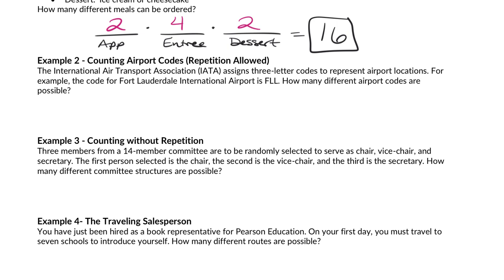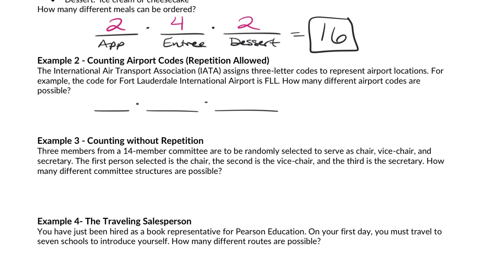Okay, so this is a real thing. For example, Fort Lauderdale International Airport is FLL. How many different airport codes are possible? We want to choose 3 letters. So here's the first letter, here's the second letter, here's the third letter. We can repeat the letters each time because FLL repeated an L, or they could all be individual.